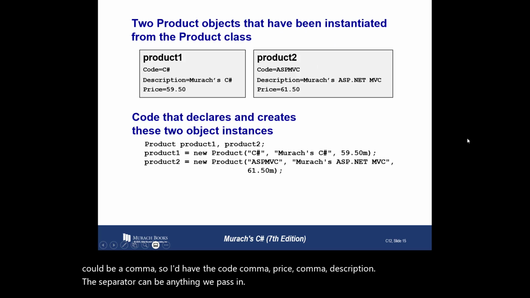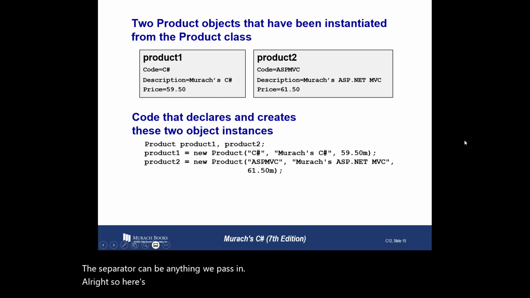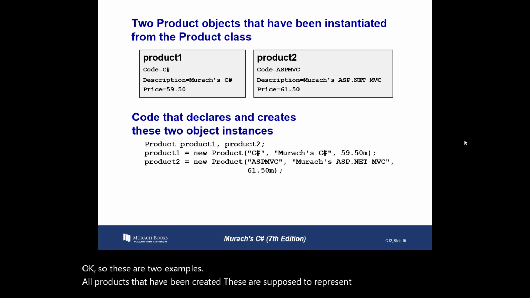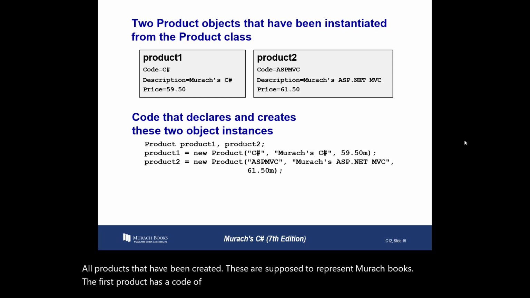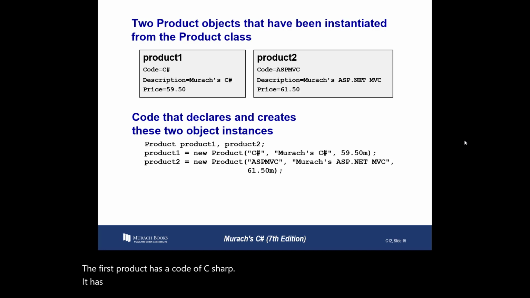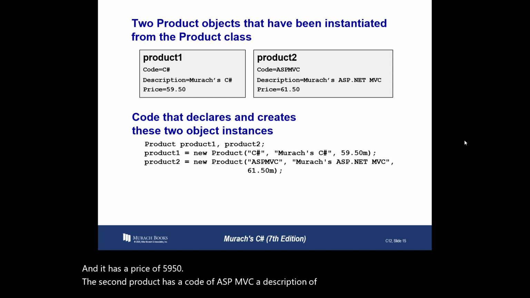All right. So here's some examples. These are 2 examples of products that have been created. These are supposed to represent Murach books. The first product has a code of C#. It has a description of Murach's C#, and it has a price of $59.50. The second product has a code of ASP MVC, a description of Murach's ASP.NET MVC, and a price of $61.50.